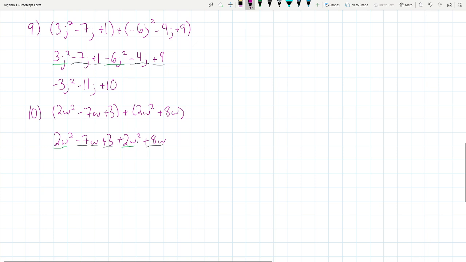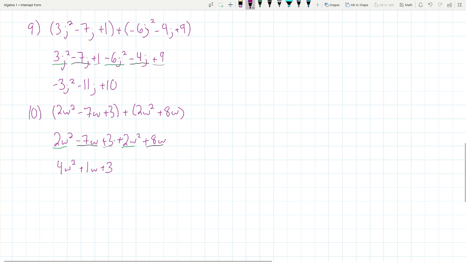So we go, okay, 2w squared, that makes 4w squared. Negative 7w plus 8w makes 1w. If you need to put the 1, you can. Not necessary, though. All right, I've taken care of everything with just a w, and then I'm left with 3. So that's a plus 3. And so nothing really changes. That just stays as it is.